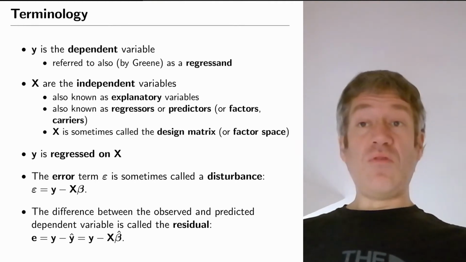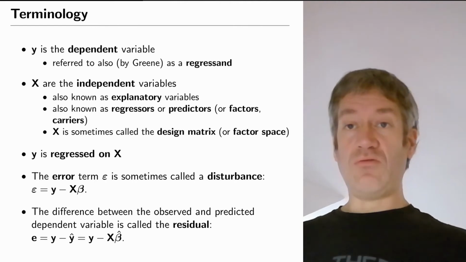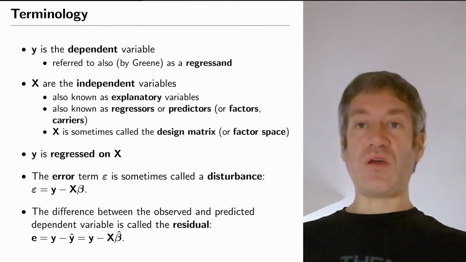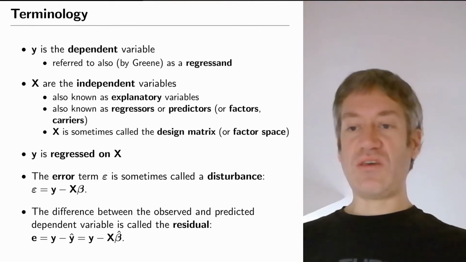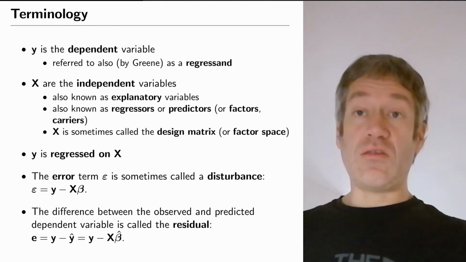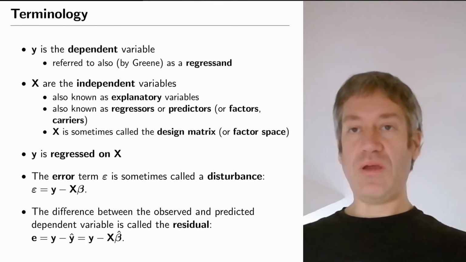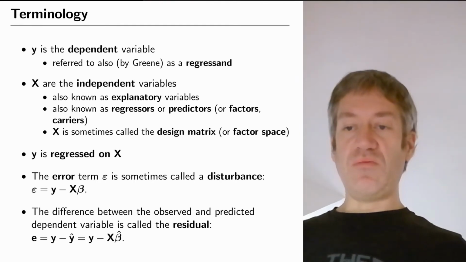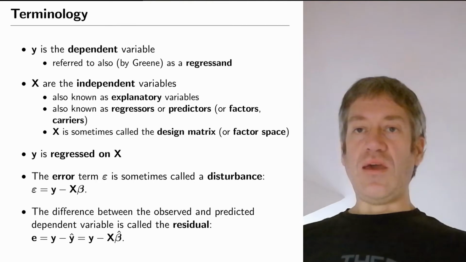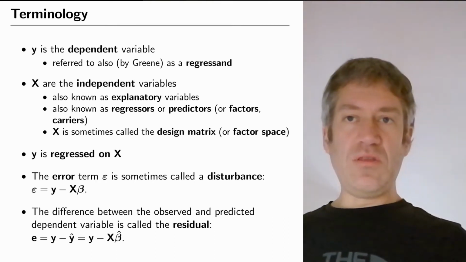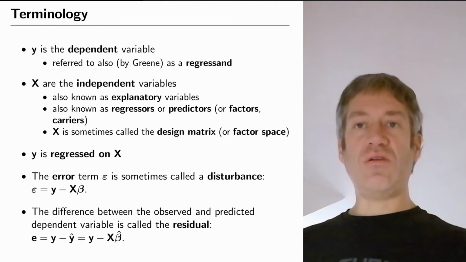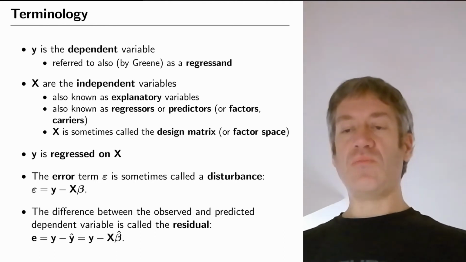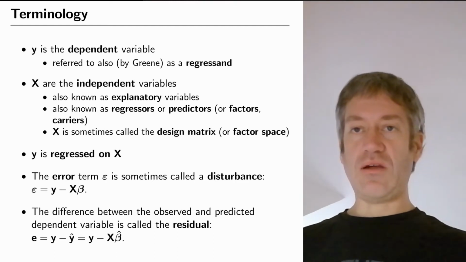When we refer to X, we refer to the independent variables, the set of explanatory variables that explain the dependent variable. So we can call them regressors, we can call them predictors, sometimes they're called factors, carriers, or X as a whole, as a matrix, is sometimes called the design matrix. These are all different terms. In general, I will be talking about independent variables. And in labs or in assignments, I often use the phrase regressed on. I always phrase that as the dependent variable is regressed on the independent variables, just so we get clear on terminology.